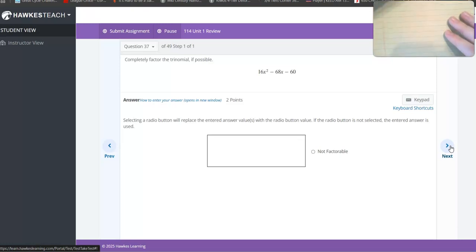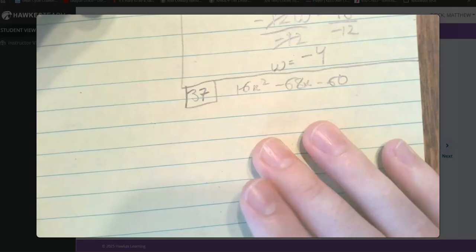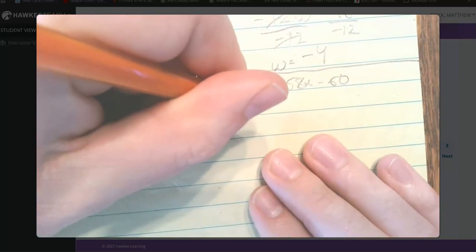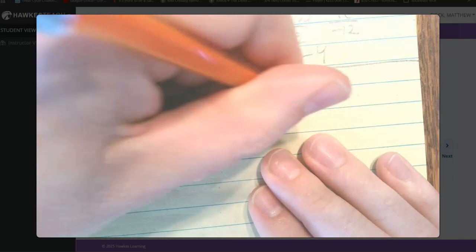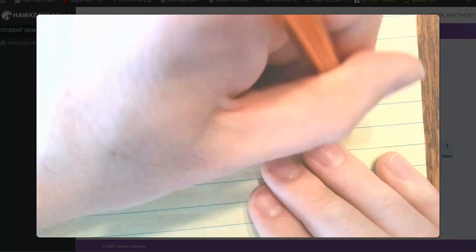All right, so the next one here, we got 37. It says completely factor the trinomial if possible. So you have 16x squared minus 68x minus 60. Looking at this, I think 4 goes into all of these, so we can factor out a 4 first. So you get 4 times 4x squared minus 17x minus 15.